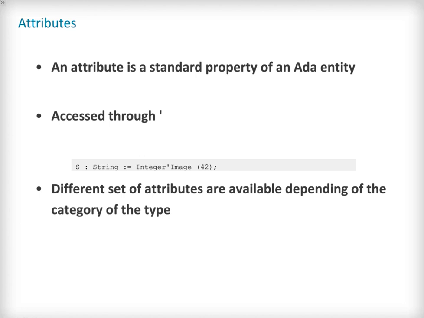Let's now introduce attributes. Attributes are really useful in Ada. They are properties of Ada entities that could be a variable, a subprogram, and of course a type. You probably know already about the Image and Value attributes that convert back and forth a value to a string. Depending on the category of the type, you will have access to different attributes. Let's have a look at a few examples.